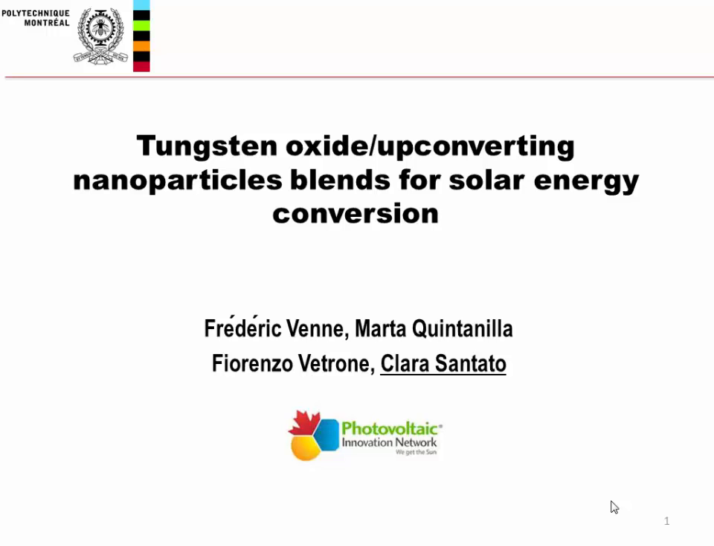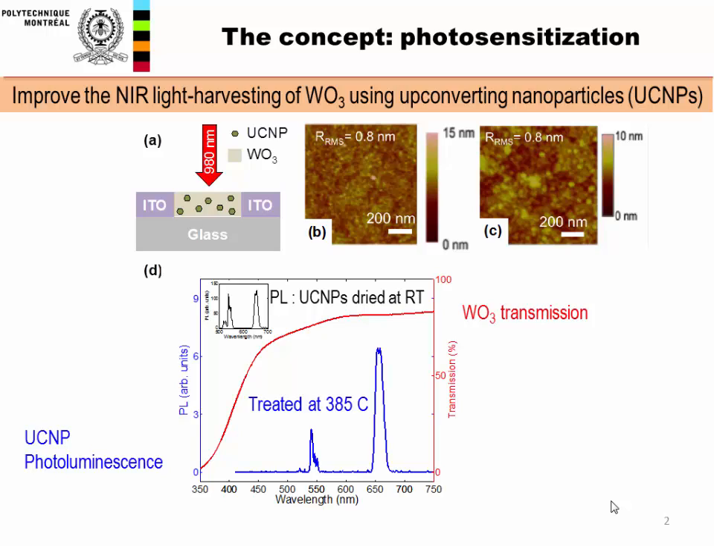So, the concept I would like to discuss today is actually the fact that we try to combine upconverting materials with metal oxide to photosensitize this metal oxide in the infrared region of the solar spectrum. For instance, this is the case study of a metal oxide such as tungsten oxide, which absorbs the green and the blue portion of the solar spectrum. We try to sensitize it.